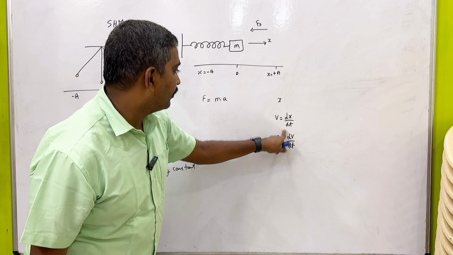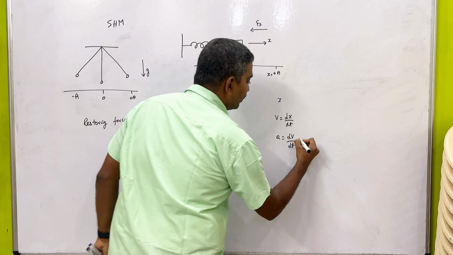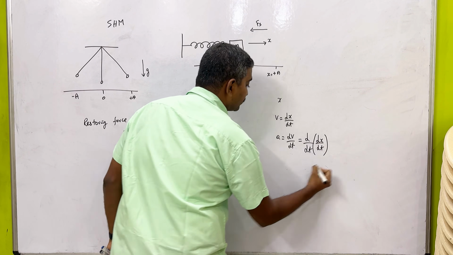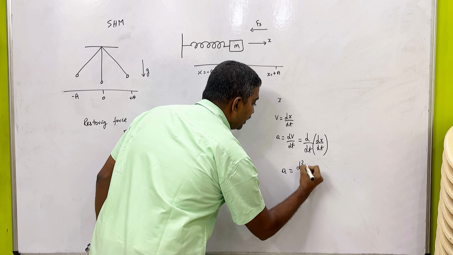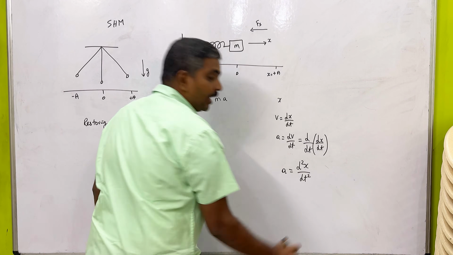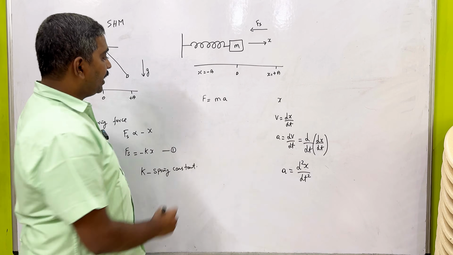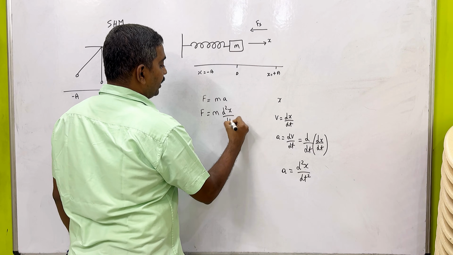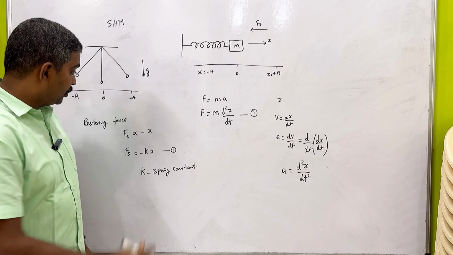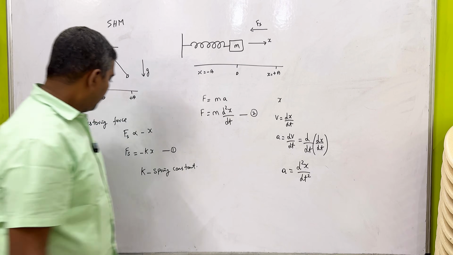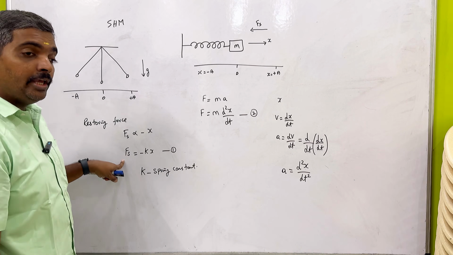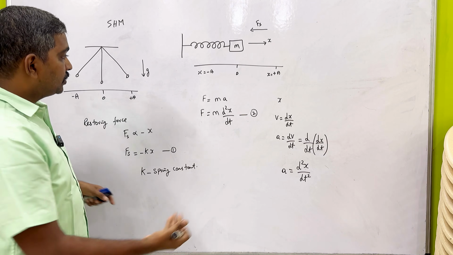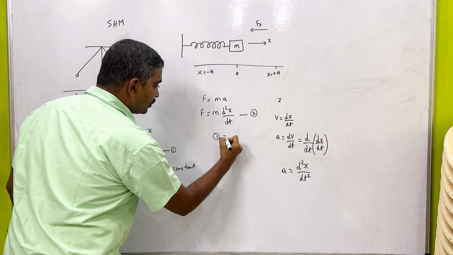If I substitute this value here, I can write d by dt of dx by dt. My a equals d square x by dt square. So if I substitute this a value here, I can write F equals m into d square x by dt square. This is my equation 2. This is the force from the spring, this is my applied force, so I can simply equate these two. Equation 1 equals equation 2.